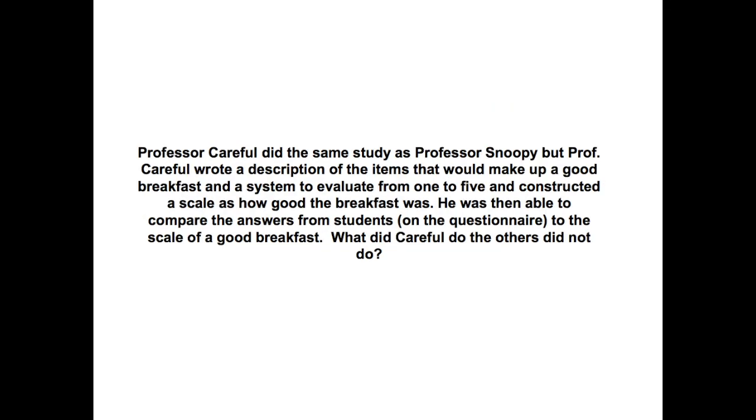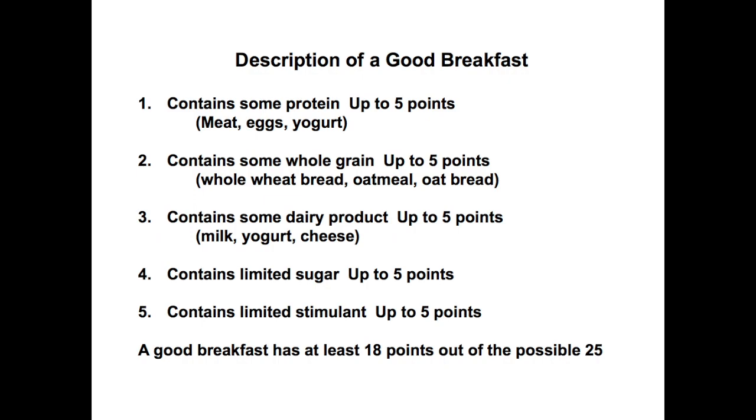But wait, Professor Careful did the same thing Snoopy did. But Careful wrote a description of the items that would make up a good breakfast and a system to evaluate it from 1 to 5, and constructed a scale of how good a breakfast it was. He wasn't just using his own idea about what a good breakfast is, he was getting something that could be quantified. He was then able to compare the answers from the students on the questionnaires to the scale of a good breakfast. This is the primary thing he did that was much better. Here was the description of a good breakfast. He figured this out, and he decided, with some help from studies, that if a breakfast had 18 points out of a possible 25, it was a good breakfast.